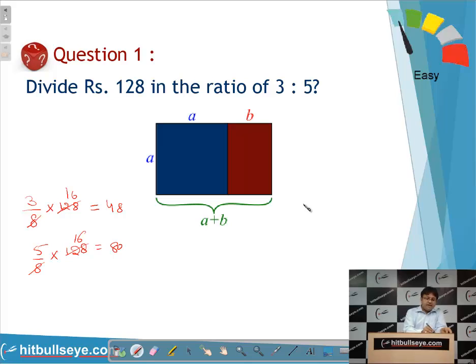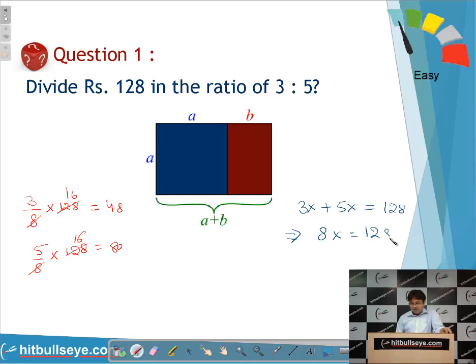Or we could even classify in the second method by using a constant value and saying that the first part be 3x and the second part be 5x, and add these up to equate them to the total value given to us as 128.